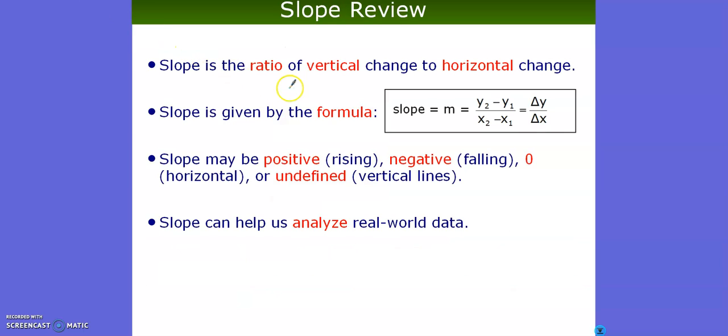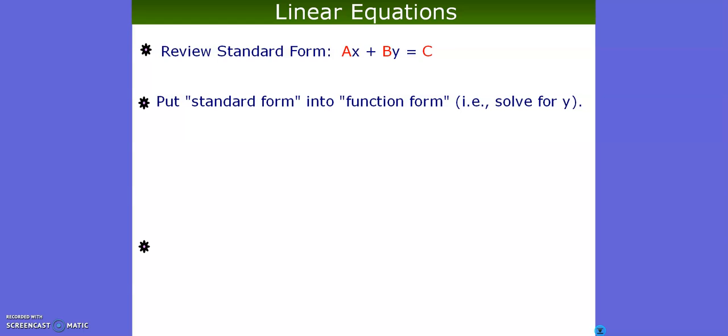To review, slope is the ratio of vertical change to horizontal change. It can be given by the formula, and we use this one, the y2 minus y1 over x2 minus x1 to calculate slope. Slope could be positive, negative, undefined, or zero. And we can use slope to help analyze real-world problems like rate of change.